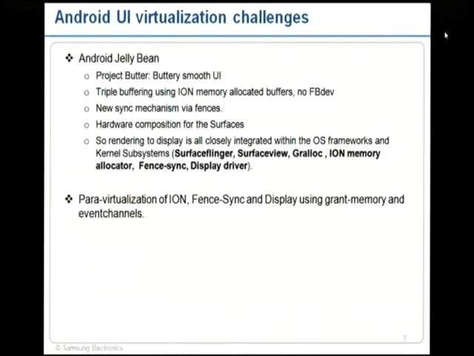So to get the best performance in a virtual GPU, we did not change anything in the user land part. Only the kernel subsystems, like Ion allocator, fence, and display drivers, these are the main kernel subsystems, which were para-virtualized, and the data moves to DOM 0 to the native drivers and then gets displayed or goes to the GPU. So we basically did the para-virtualization of Ion, fence, and other things using grant memory and event channels.